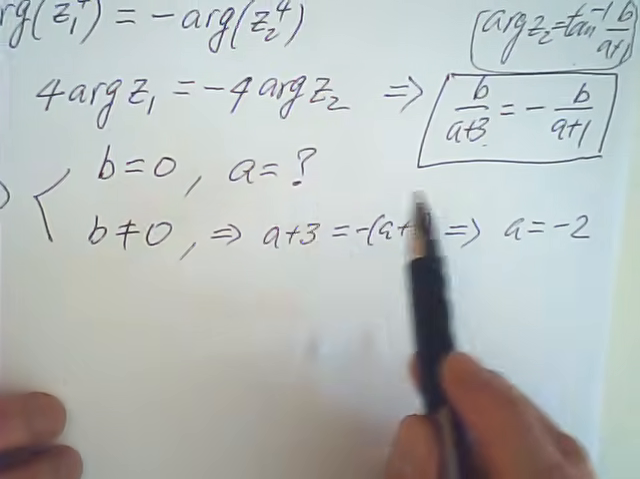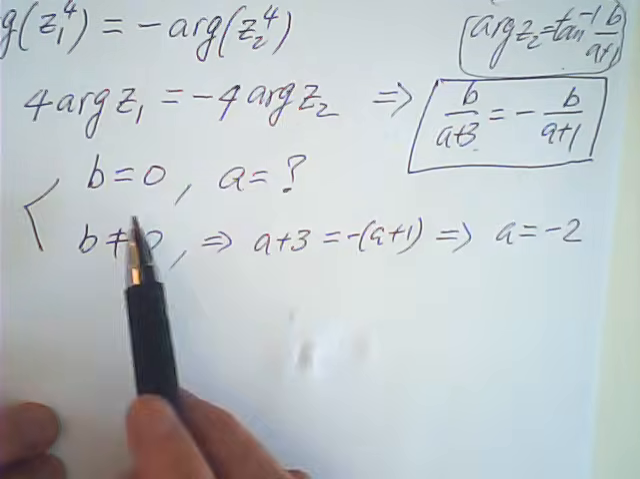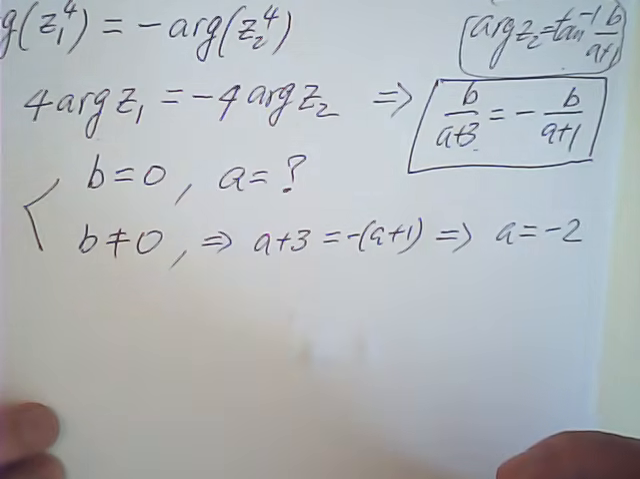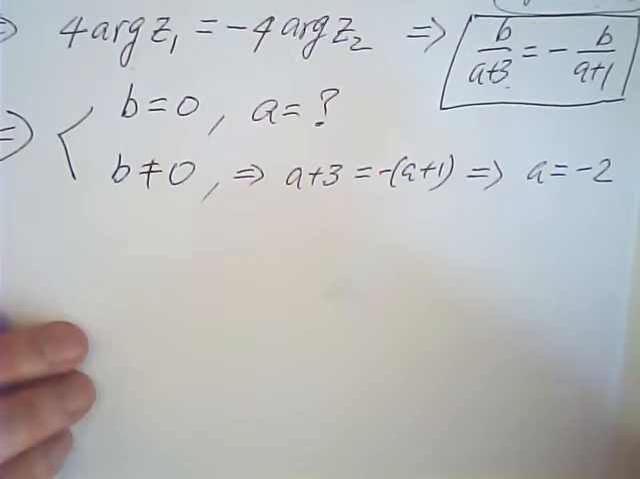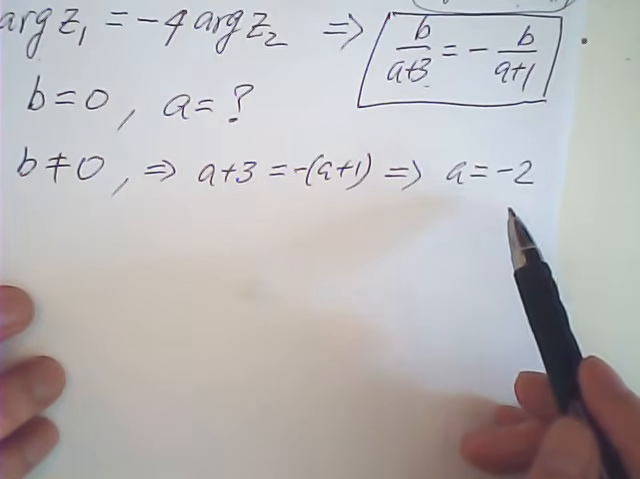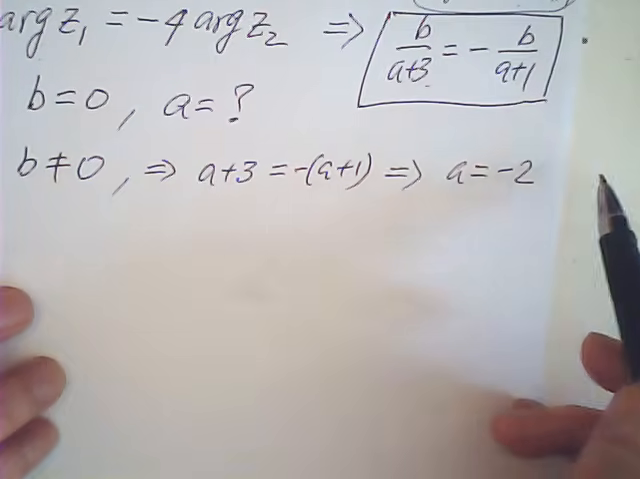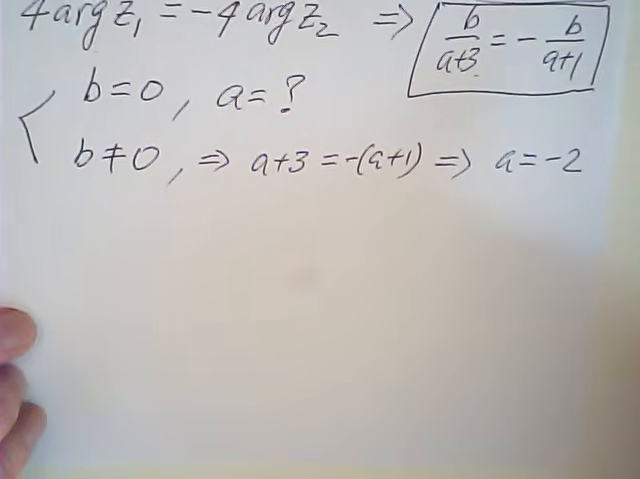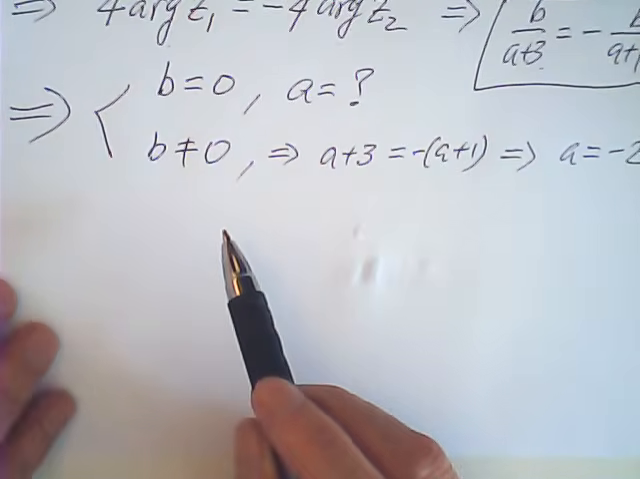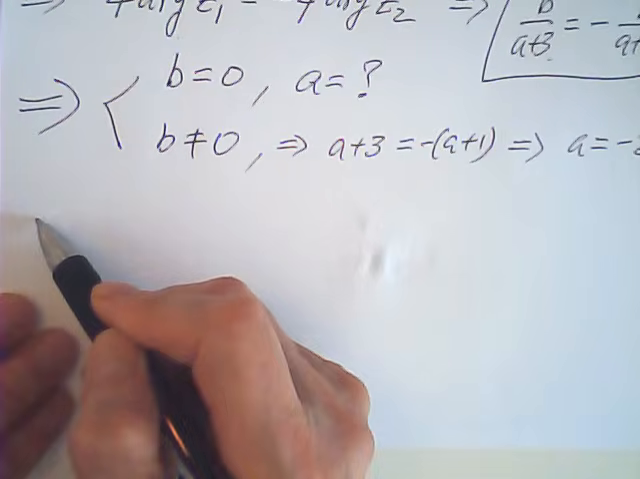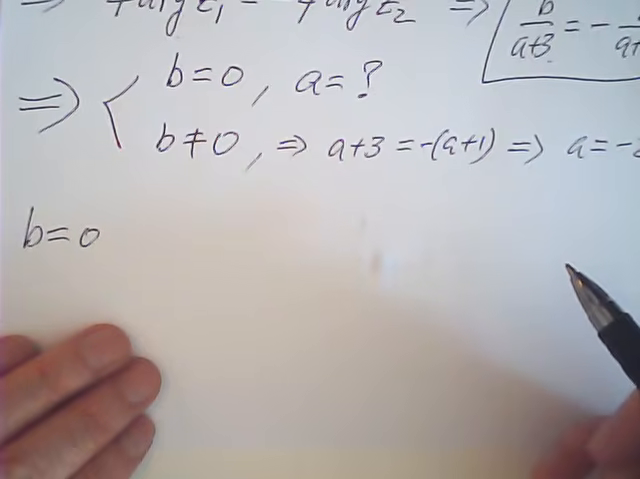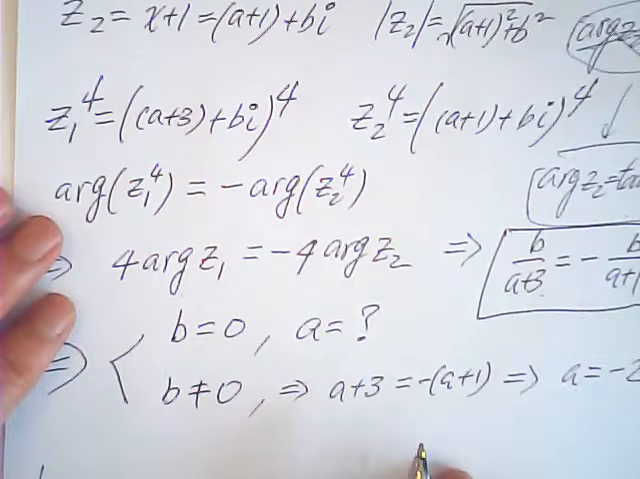So we have two cases to discuss. One case is that X is just a real number, no imaginary. And the other one is that X equals negative 2 plus Bi. Okay, let's discuss B equal to 0.